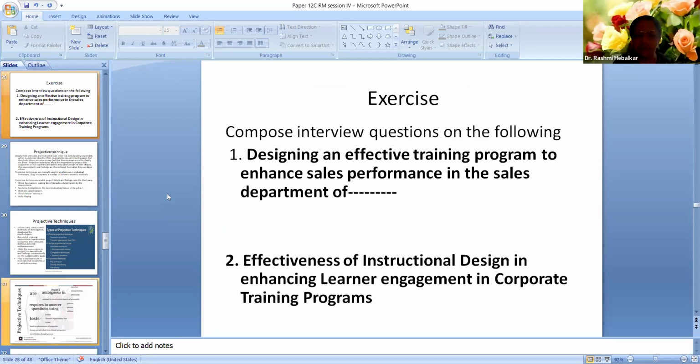Now an exercise. I have given two examples. Take any and compose interview questions on the following. First is designing an effective training program to enhance sales performance in the sales department of so-and-so company. Second is a study of effectiveness of instructional design in enhancing learner engagement in corporate training programs. Take any example. Take 2-3 minutes because only 4 minutes are remaining. We can give time in the next session at 12.